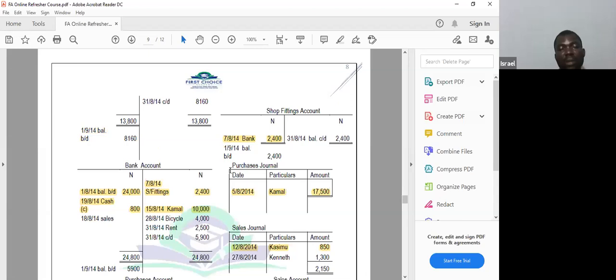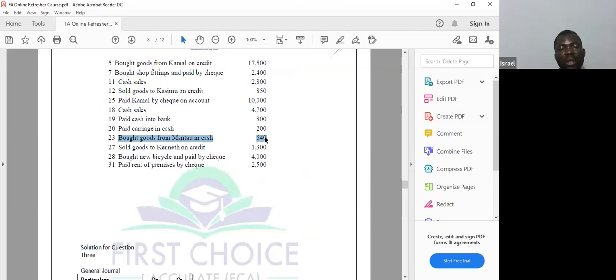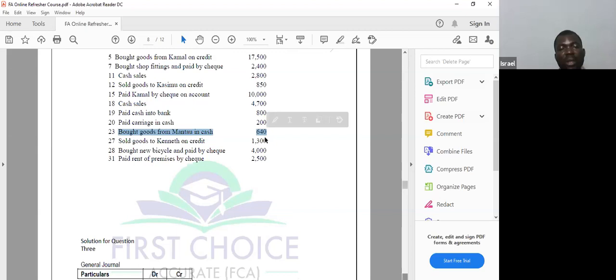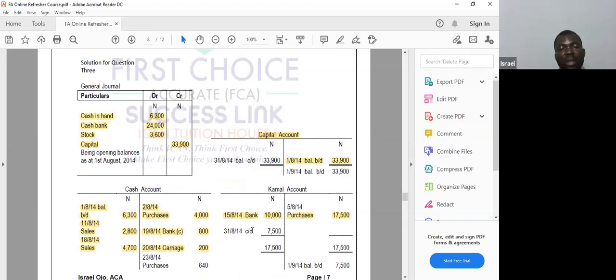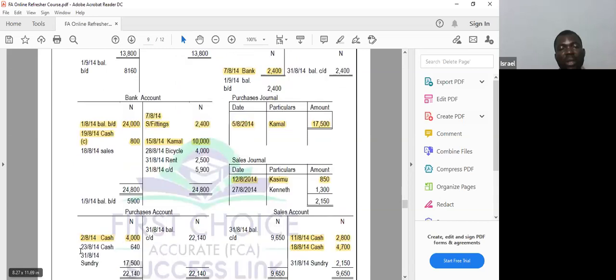So it means that the cash account is reducing, and the cash account is an example of an asset. So you credit the cash account with 200 naira, with 200, I say we got carriage account.